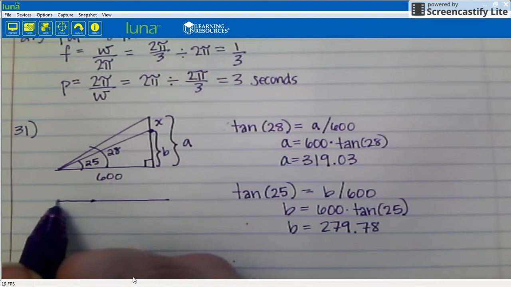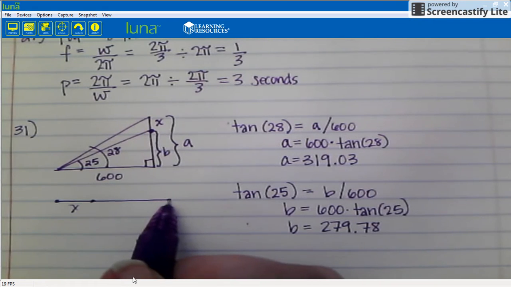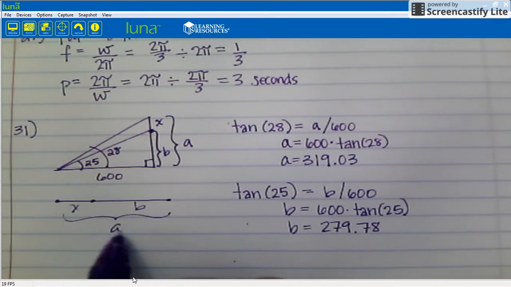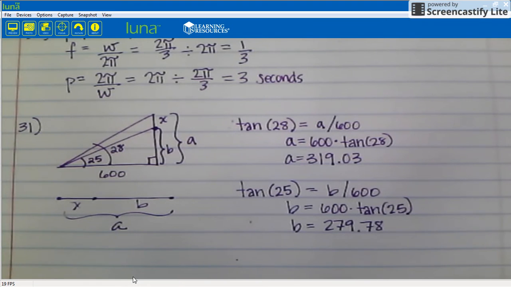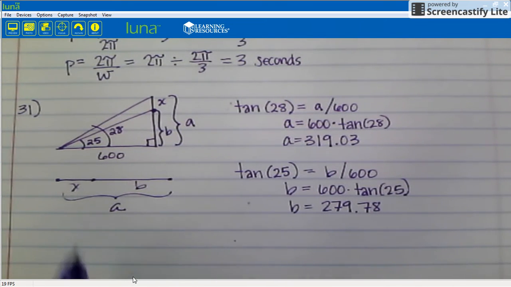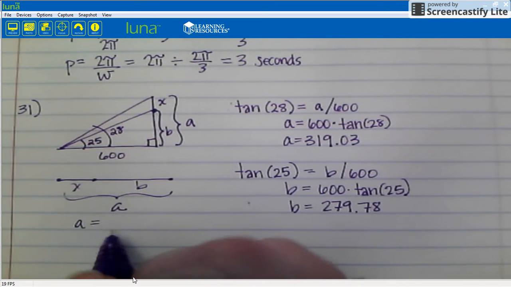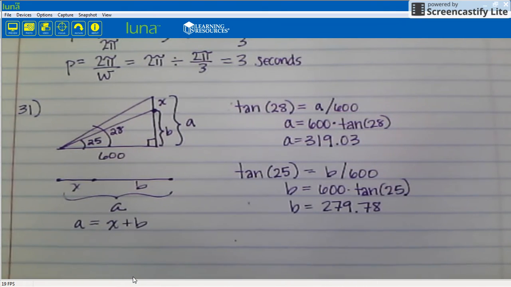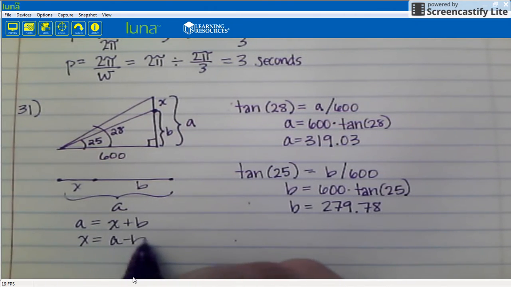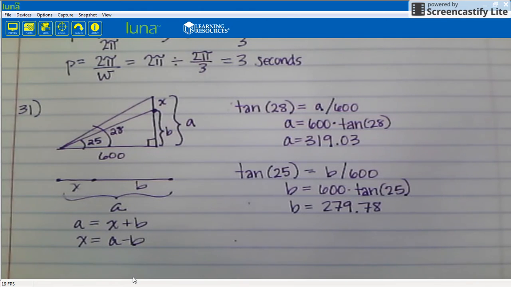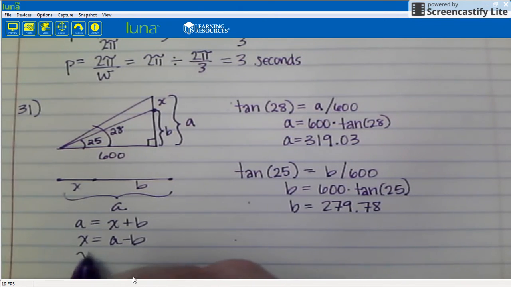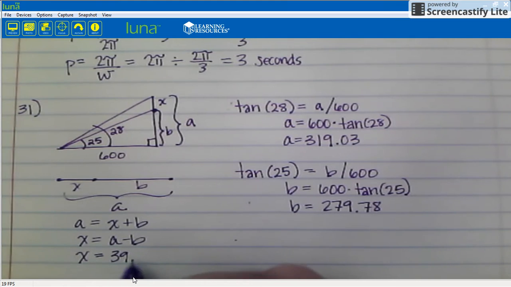Now, with that, what I know, if I draw this so that it's just by itself, I have this line segment where from here to here is X and from here to the end is B, and I know the whole length is A. So again, going back to your geometry days, we know that the whole length has to be equal to the sum of the two pieces. So A has to be equal to X plus B. Well, in that case, X is going to be equal to A minus B. So I have 319.03 minus 279.78, and X is going to be equal to 39.25.